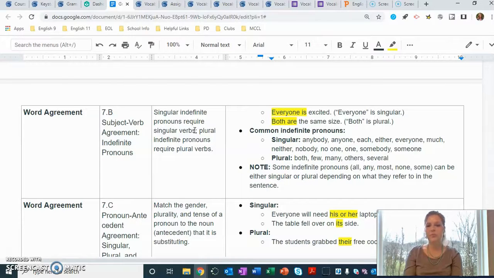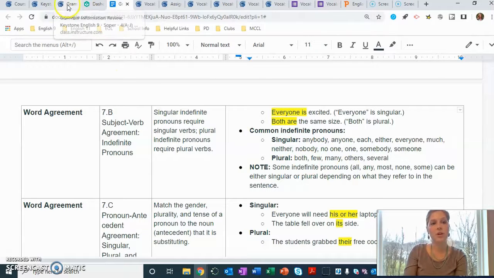So, common singular indefinite pronouns are, so these are all considered singular. Anybody, anyone, each, either, everyone, much, neither. So you would use like is for all of those. Everyone is. And then ones that are always plural, both, few, many, others, or several. So then you would use are. Both are, few are, several are. Some indefinite pronouns, such as all, anyone, most, none, some, can be either singular or plural depending on the context. So those you just have to watch.